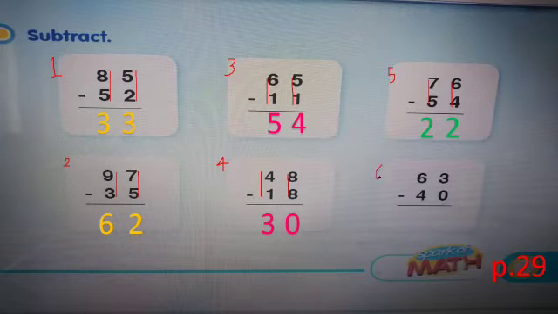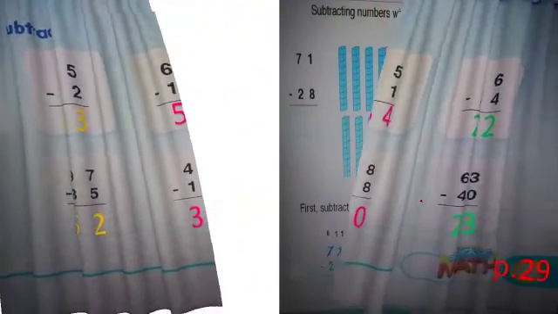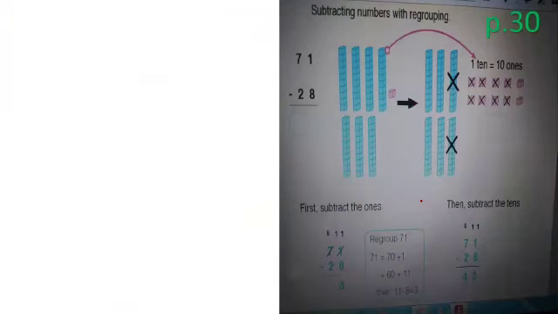The last one, we subtract the ones, then we subtract the tens. 3 minus 0 equals 3. 6 minus 4 equals 2. Great, so the answer is 23. These are on page 29. Now let's move to another kind of subtracting numbers, with regrouping.